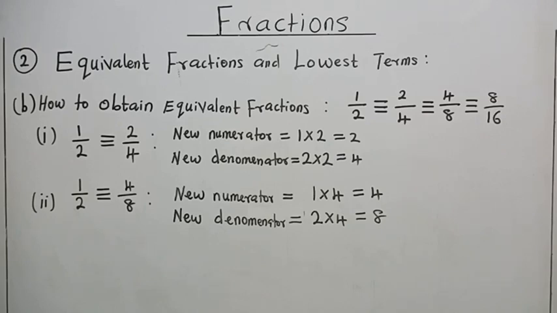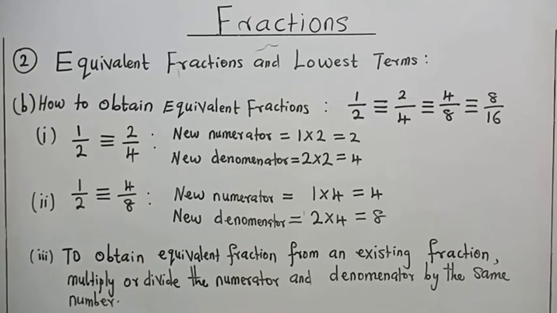Don't forget, I asked, what have we observed in the way this turned to this and in the way this turned to this? That which we observed will be a law to obtain equivalent fractions. Let me write that law, which is a consistent observation. Please watch out. And here comes the law regarding how to obtain an equivalent fraction from an existing one. It says, to obtain an equivalent fraction from an existing fraction, multiply or divide the numerator and denominator by the same number.